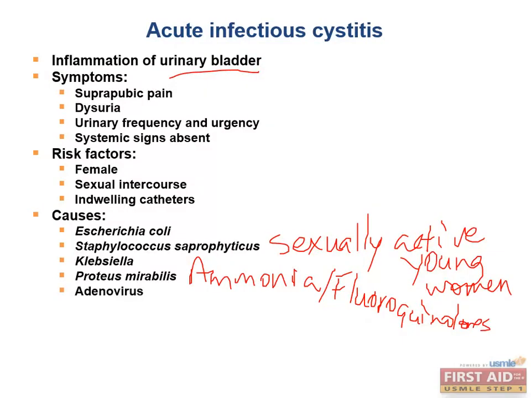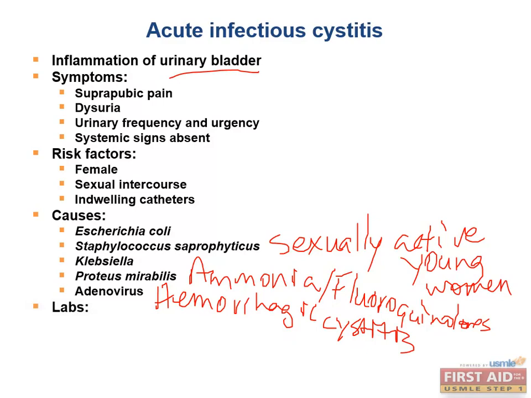There's also adenoviruses, which can cause hemorrhagic cystitis. And lab findings with a patient with acute infectious cystitis will include a positive leukocyte esterase due to the presence of white blood cells in the urine. Urine nitrites will be present with gram-negative organisms like E.